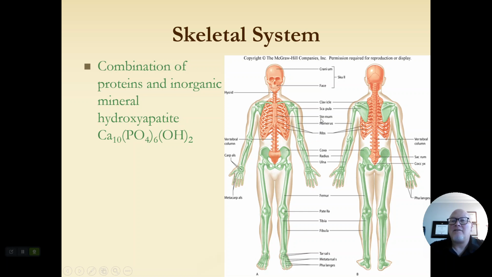And then you have the appendicular skeleton, which is made up of the appendages, your arms and their connection to the axis, and your legs and their connection to the axis. So you have two primary parts of your skeleton: the axial skeleton, which is the skull and the vertebral column and the ribs, and then your appendicular, or the appendages and their connection to the axis.